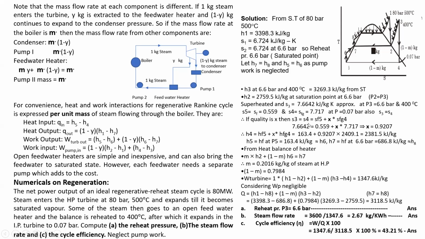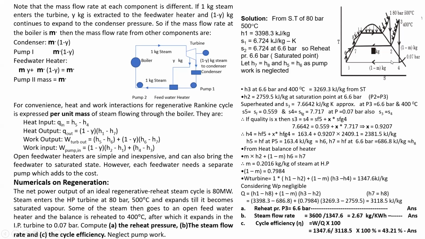So S3 we know, then S5 we know, and now we have to find S3 is equal to S4. It should be 7.717 here. Just correct it, and it is equal to 0.559 plus x into 7.717. That is, the value of x can be calculated with the help of entropy.